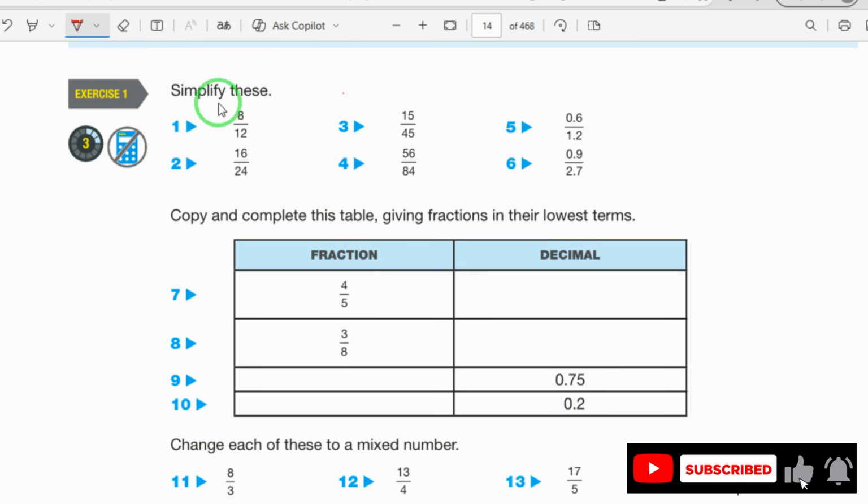First, it says to simplify this exercise. How can we simplify this fraction?